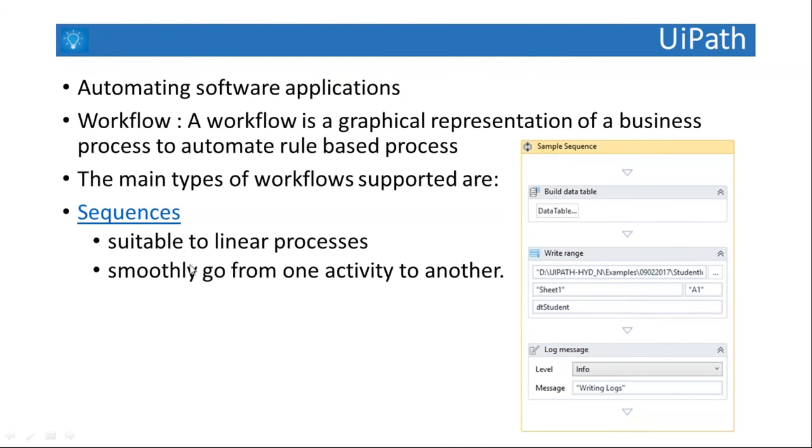Where you have the workflow area. In that workflow area, we have a list of activities available. I'm going to drag and drop, like this. If you want to drag the Build Data Table activity, I can drag and drop it here, and we can change the properties of this one. That's all.